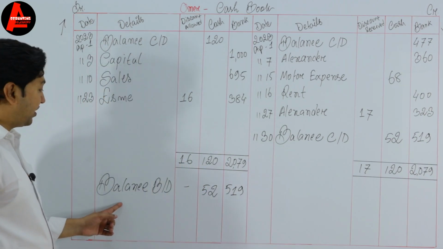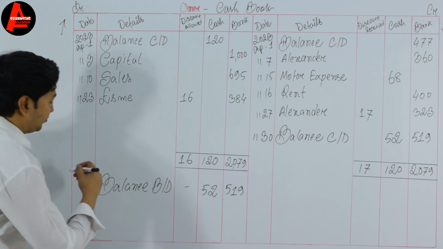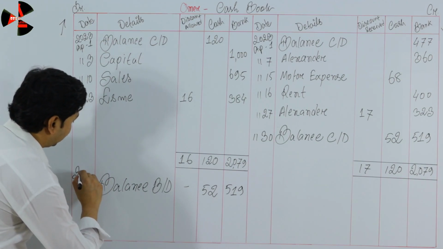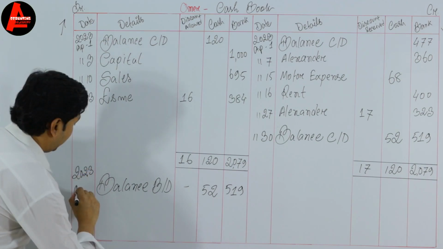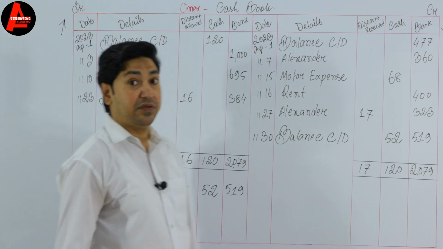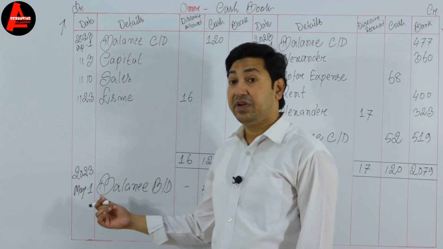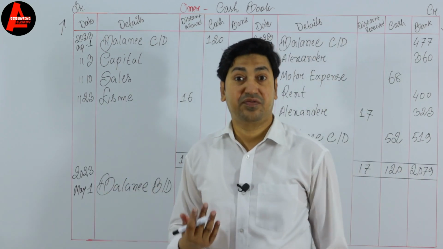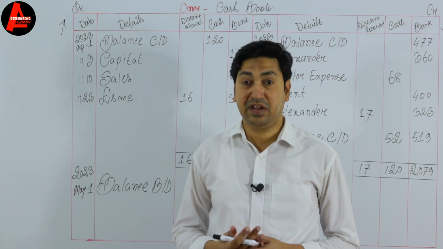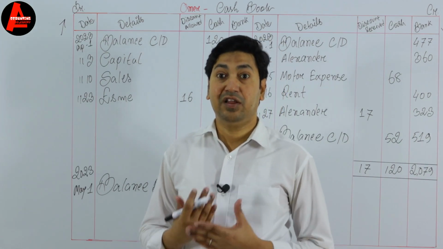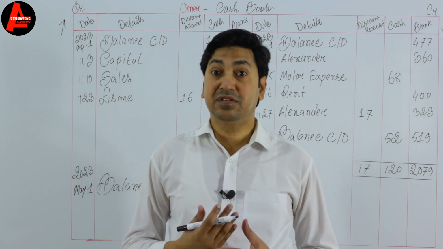So what will be the date for balance BD? It is written on the question, 2023 May 1st, okay? Even if the date is not written on the question, you need to write the date. So for balance BD, the date will be the first day of the next month. If you do not write date, you will lose marks.